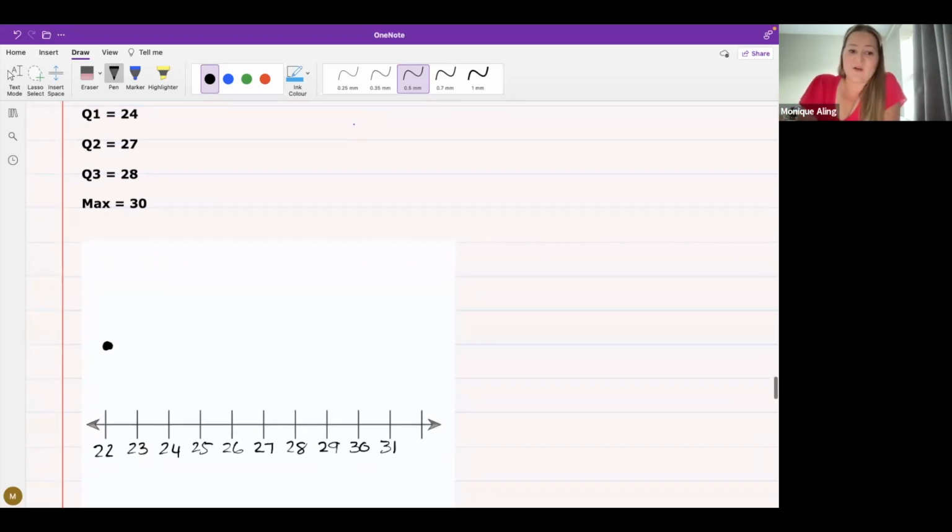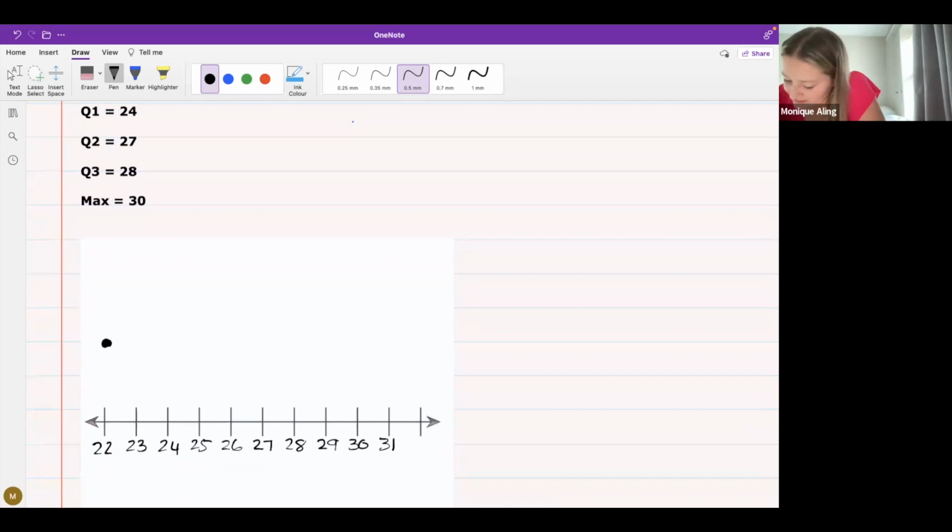Next up is quartile 1. Quartile 1 is 24. Quartile 2 is in line with 27. Quartile 3 is in line with 28. And our maximum value is 30.